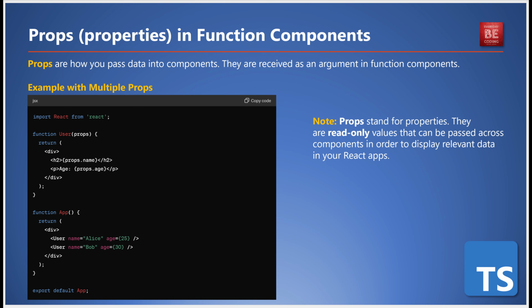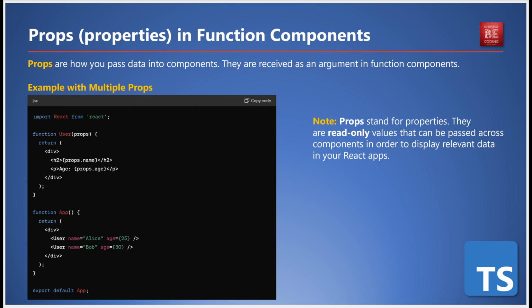Props, short for properties, play a crucial role in function components. They allow you to pass data from a parent component to a child component. For instance, besides just a name, you might want to pass other details like age. In a User component, you could return a div containing both the name and age, each received as props.